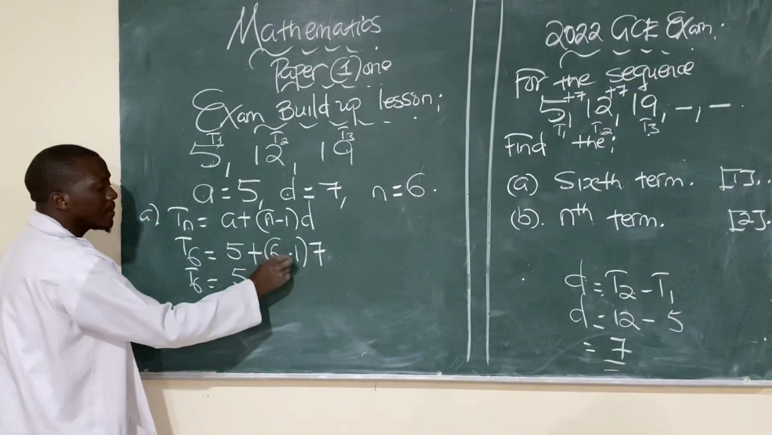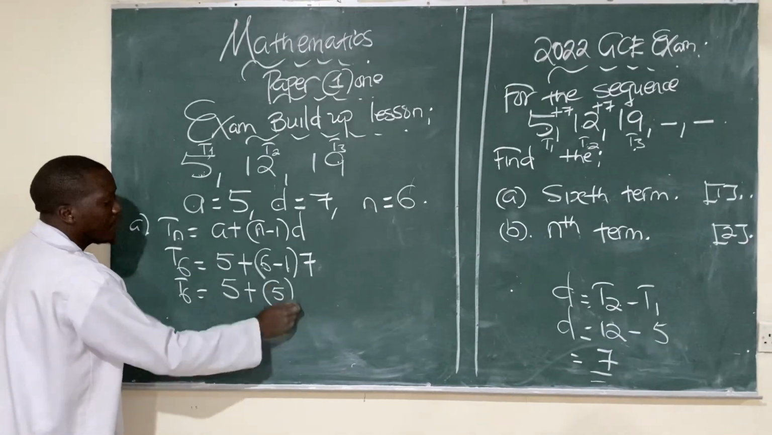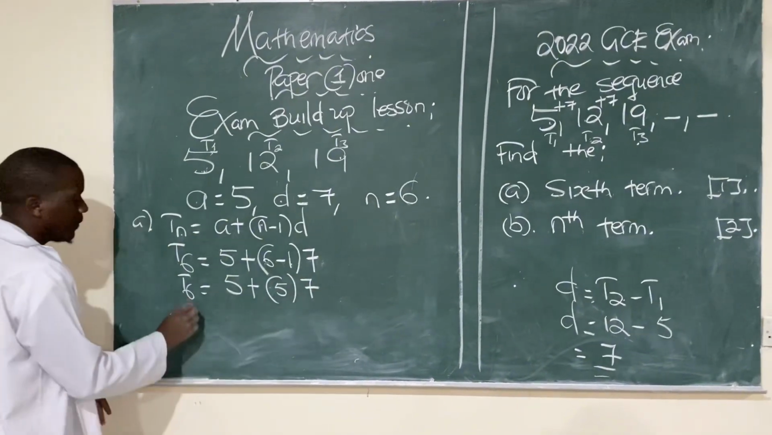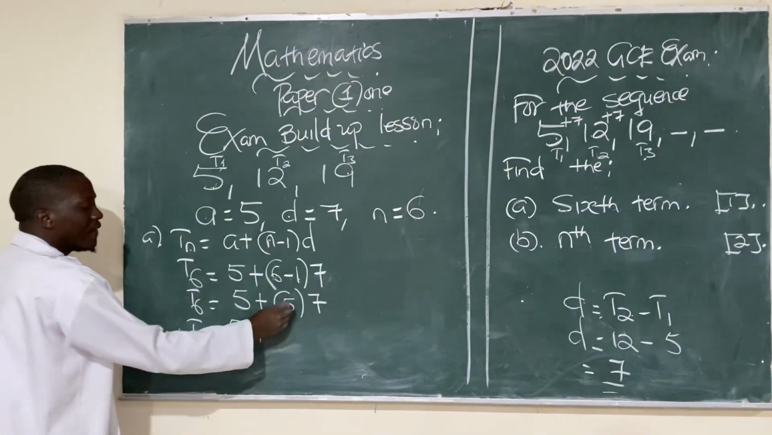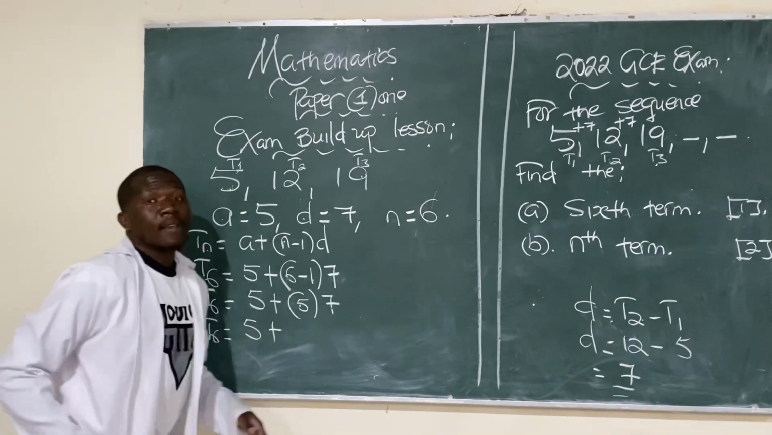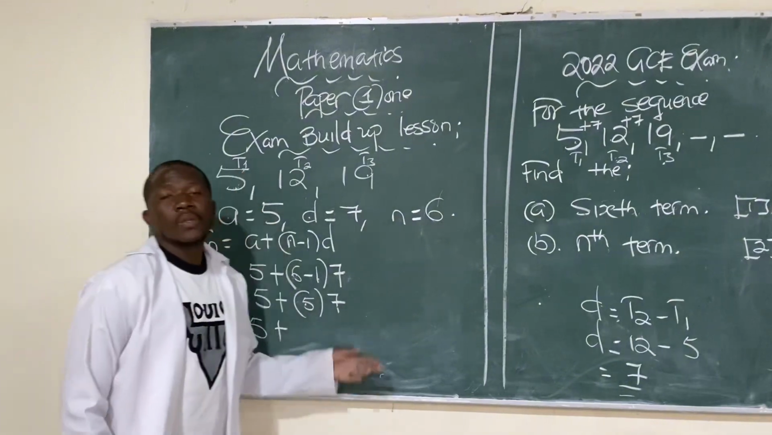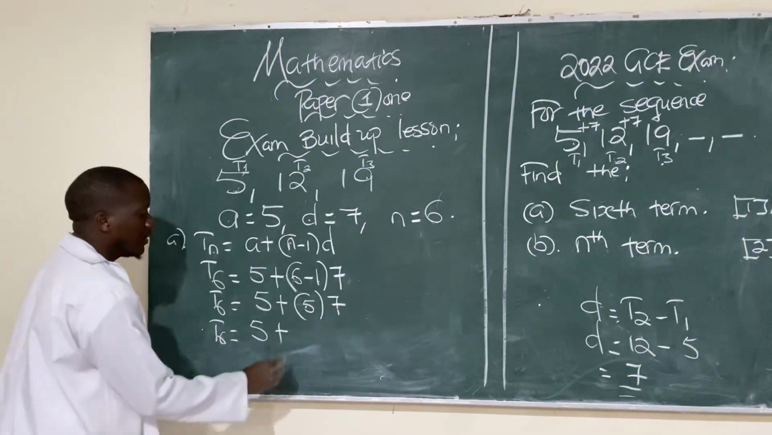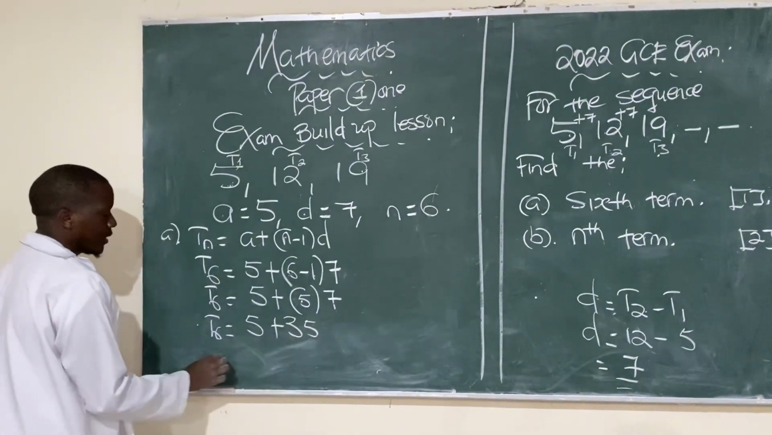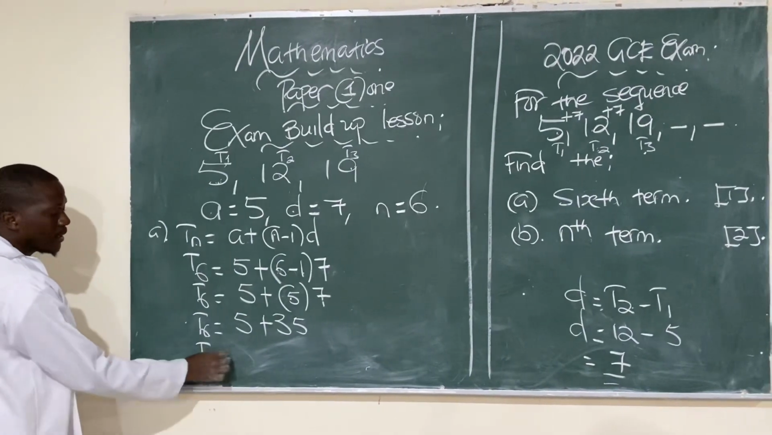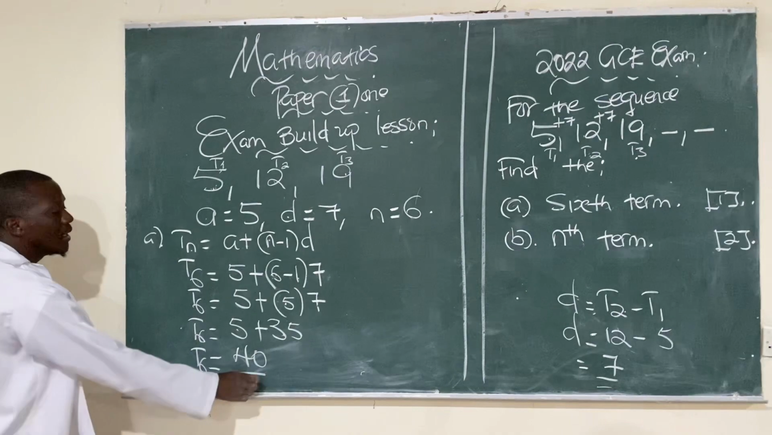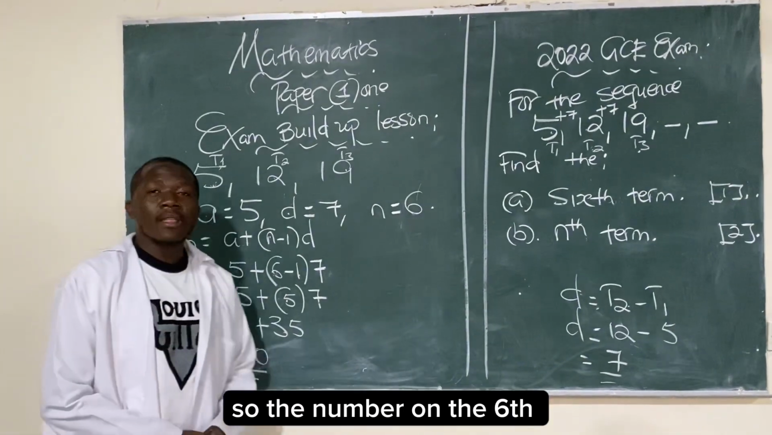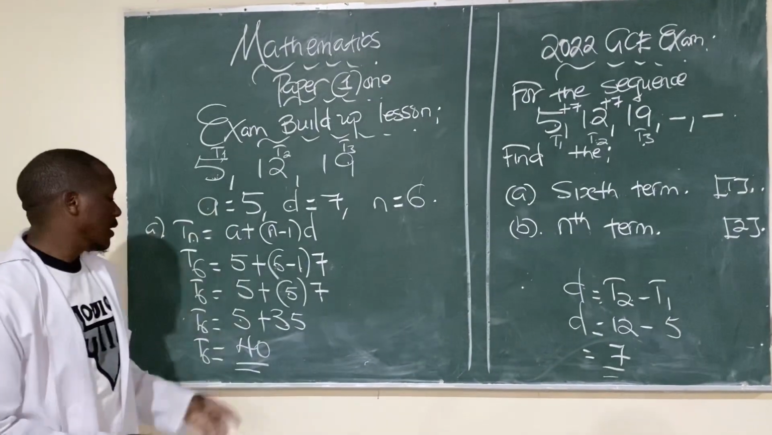So I'm going to say 6 minus 1 is going to give us a 5, then this is a 7, so T6 is going to give us 5 plus 5 times 7, that is 35. So this one will give us a 35, so T6 is going to be 5 plus 35, which gives us 40. So the number on the 6th position is 40.